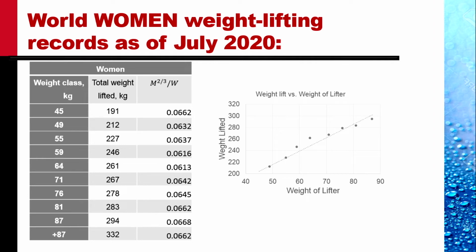Similar data for women weightlifting records. Here, mass raised to power 2/3 divided by weight has a higher value, but the values are almost the same across the weight classes. This higher value means that the maximum stress level in women is slightly less than the maximum stress level in men, but it doesn't take away from the basic proposition.